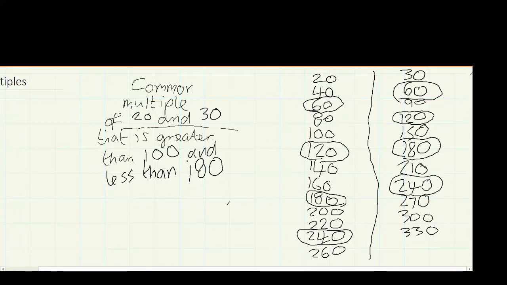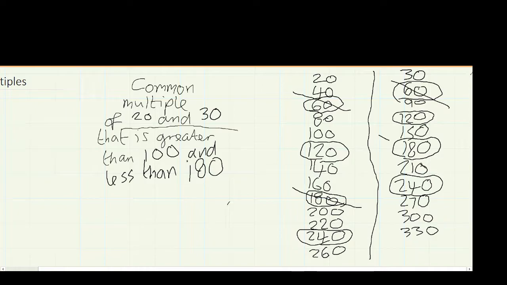And then you go on to the next one, which would be what is greater than 100 and what is less than 180? Well, 60 is less than 180, so that's not going to be the case. We do not want to have 60 as our common multiple of 20 and 30 that is greater than 100. So there you go. He's going to cancel that out. What about 120? Is 120 greater than 100? Yes. Tick. Less than 180? Yes. So 120 is perfect. That is going to be fantastic. That is definitely a common multiple of 20 and 30 that is greater than 100 and less than 180.